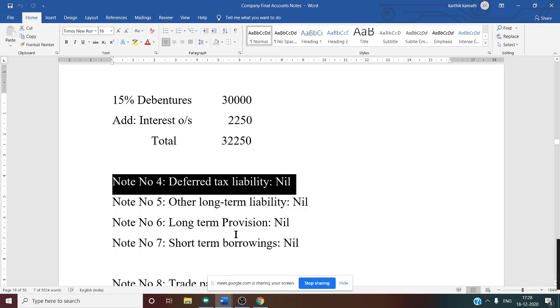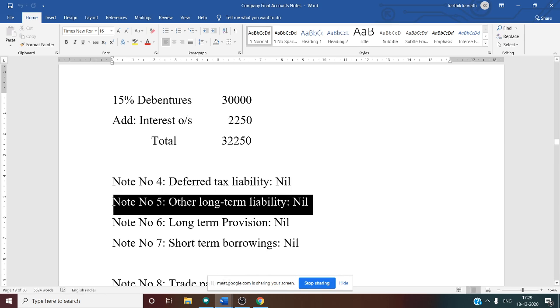And for deferred tax liability we have already discussed accounting profit and tax profit. In this trial balance question they have not mentioned both. That is why no deferred tax liability, nil. But even though it is nil, you have to write the note number and just state that it has a nil balance. Then note number 5, other long-term liability.